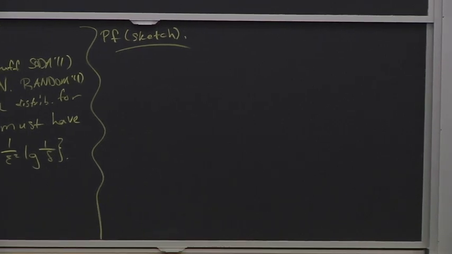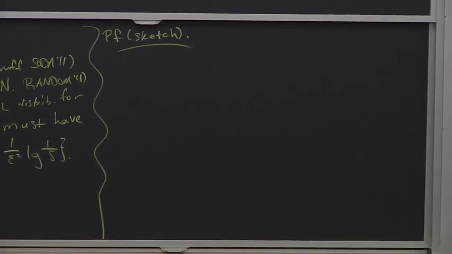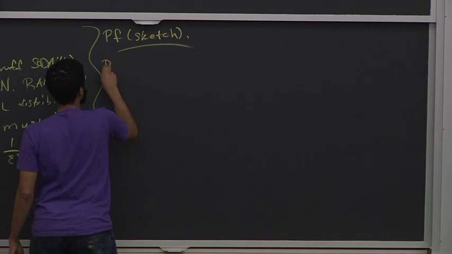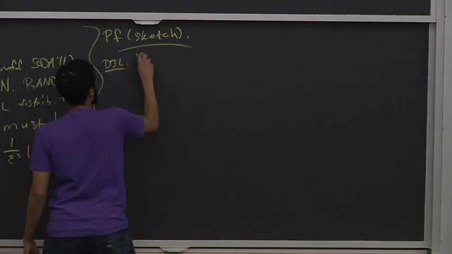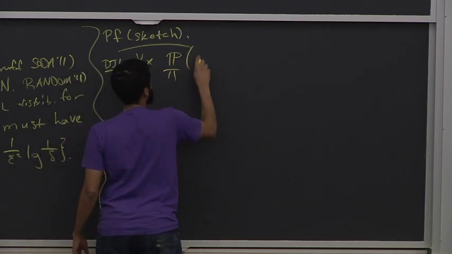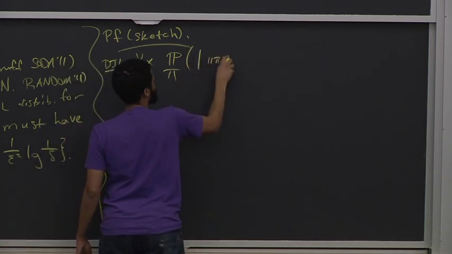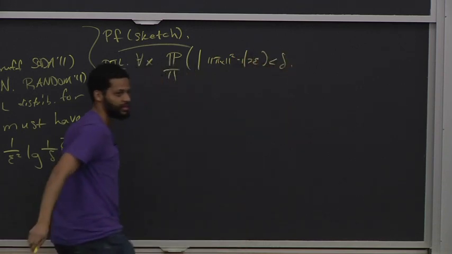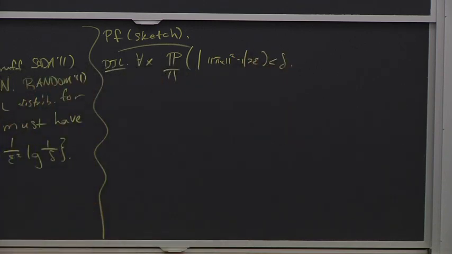Okay. So it's going to be something like what you saw actually in one of the communication complexity lower bounds. So it looks something like this. What does DJL tell you? DJL says that for all x, the probability over pi that the norm of pi x squared minus 1 is bigger than epsilon is at most delta. Right? That's what DJL says.